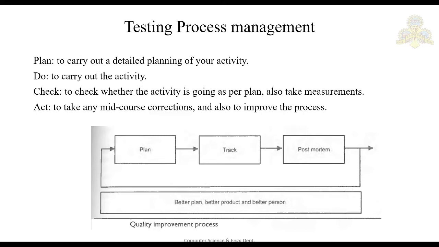Then once the testing activity is completed, the next step is postmortem. That is nothing but analyzing your whole testing process, whatever you have done, what went wrong and what went right. In this analysis you can correct the faults and errors which you have made. You can improve your planning and tracking activity, so next time you can have a better plan, a better product, and you can be a better person.